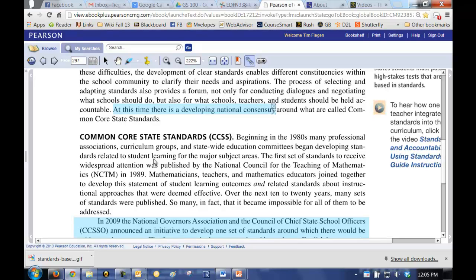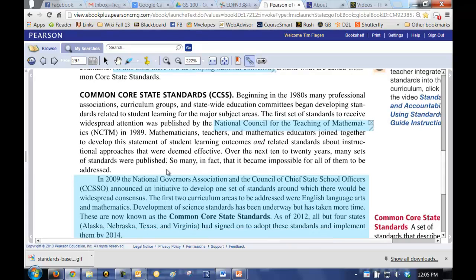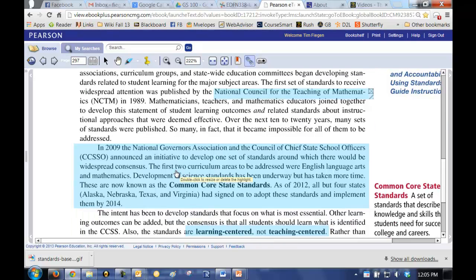Beginning in the 80s, many professional associations, curriculum groups, and statewide education committees began developing standards related to student learning. The first set of standards to receive widespread attention was math. Council for Math, and there's a question on the test about which one had standards first, and it's math. 89. Math teachers and math education joined together to develop this statement of student learning outcomes and related standards about the instruction. Over the next 10 to 20 years, many sets of standards were published. So many, in fact, that it was impossible for all of them to be addressed.